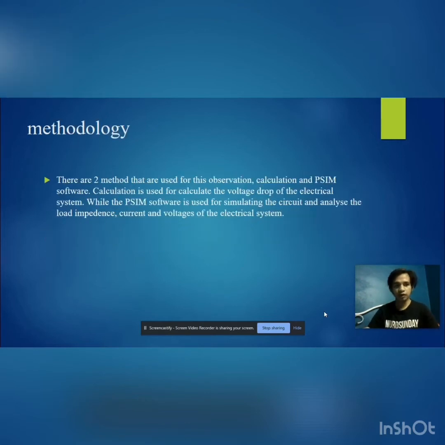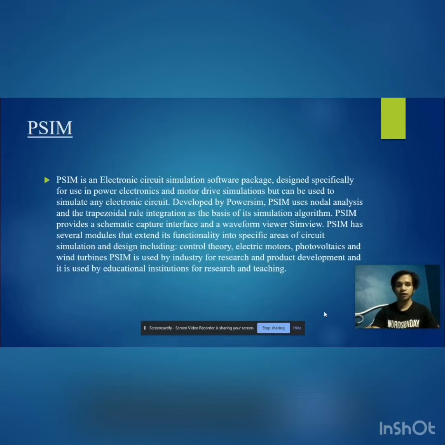For the methodology of this project, there are two methods used for this observation: calculation and PSIM software. Calculation is used to calculate the voltage drop of the electrical system, while the PSIM software is used for simulating the circuit and analyzing the load impedance, current and voltage of the electrical system.